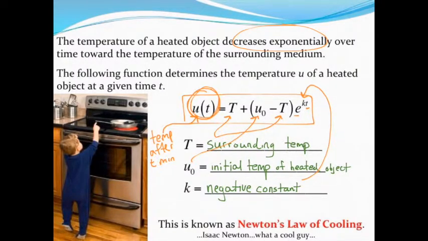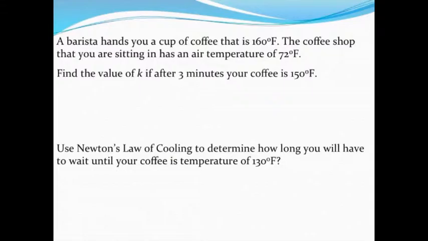So lots of t's, lots of u's to take a look at. Let's have this formula handy as we start to set up our equation so we can model how long it would take to cool off. So in our example, we're handed a hot cup of coffee. The cup of coffee that's handed to us is 160 degrees Fahrenheit. That represents our initial temperature of the heated object. So that's going to be U sub O when I plug this in. The coffee shop has an air temperature of 72 degrees. That's the temperature of the surrounding environment. So that's capital T in this case.